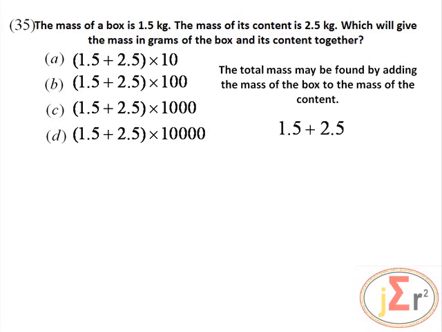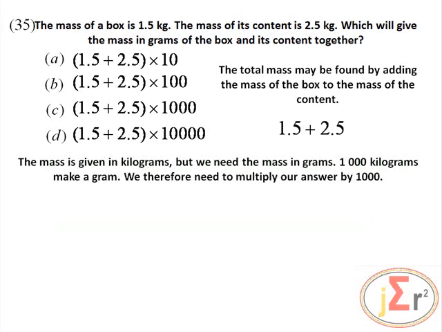1.5 plus 2.5. Good. The mass is given in kilograms, but we need the mass in grams. 1,000 grams make a kilogram. We therefore need to multiply our answer by 1,000.